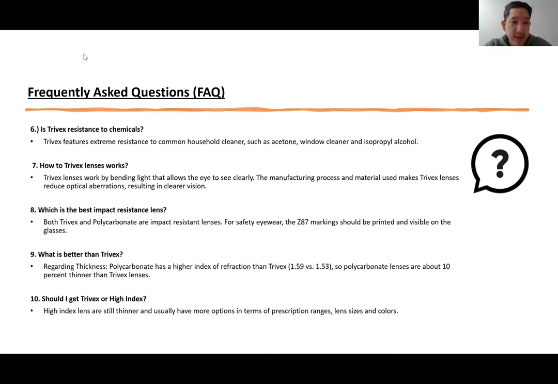Aside from that, should I get Trivex or a high index lens? It really depends on your prescription, right, and the choices that you want, because high index lenses, like 1.67 or 1.74, definitely have more options in terms of prescription ranges. They have more options for lens sizes. The lenses are going to be bigger. If you want a frame for sunglasses that is quite big, high index is much more available in terms of options. And of course, the colors for the tints and for the polarized lenses, right?